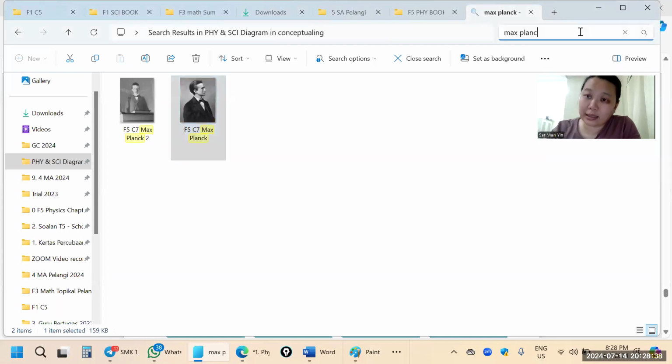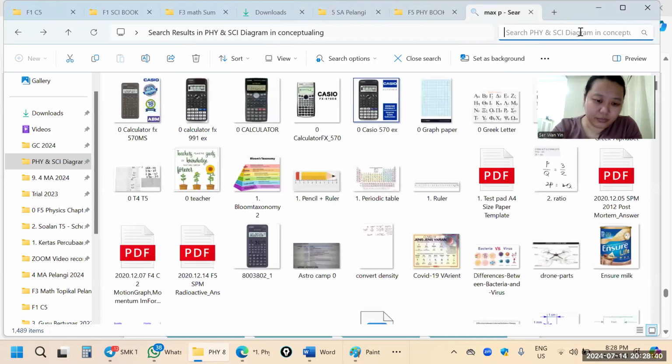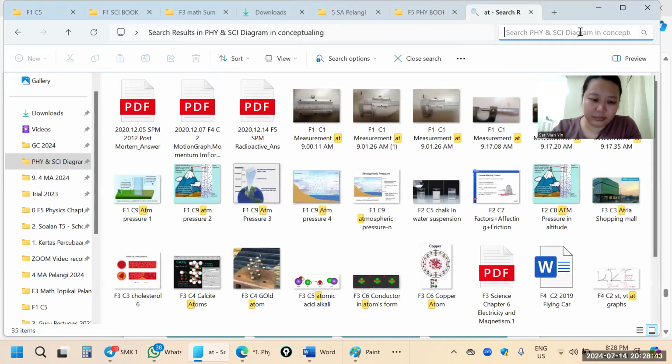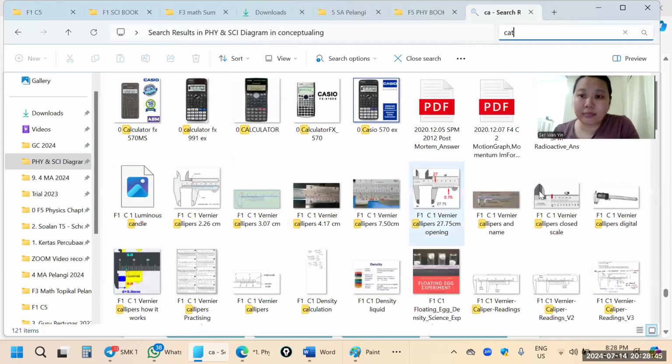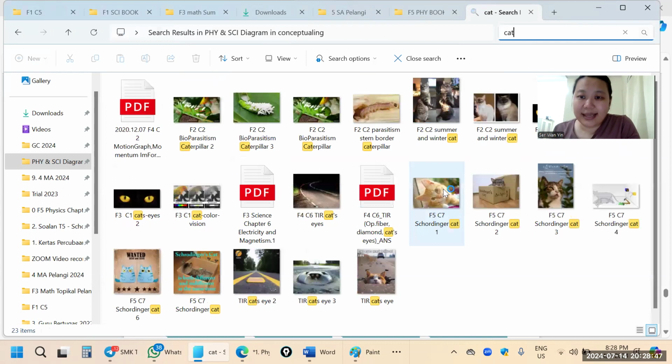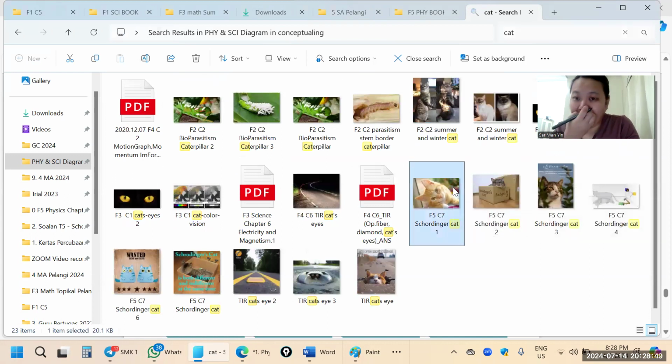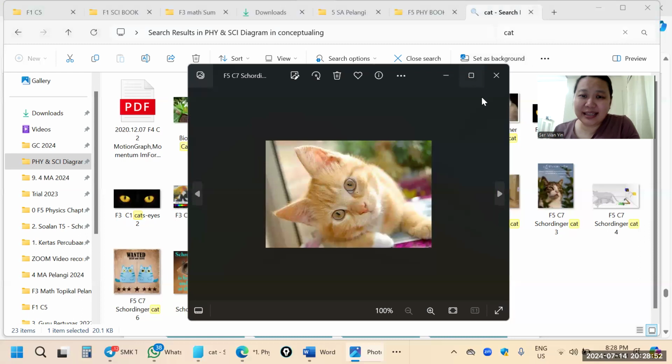And comes to the cat. The cat. Cute leh.